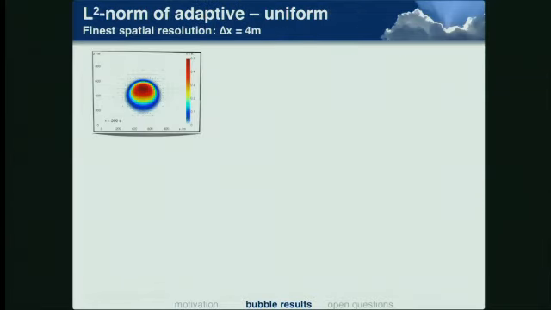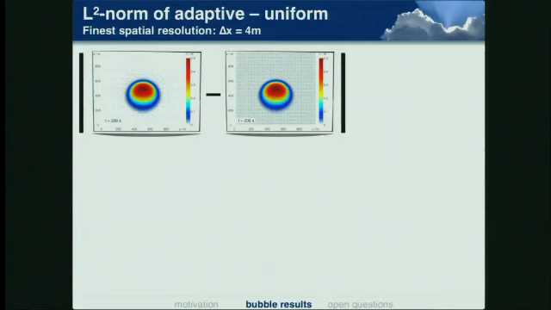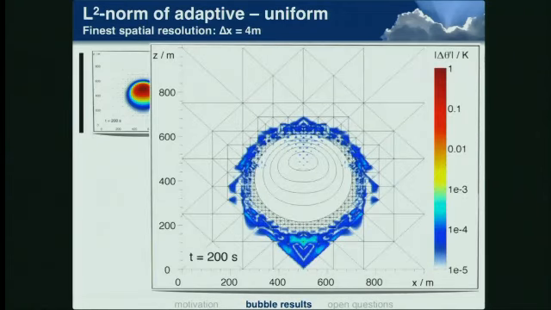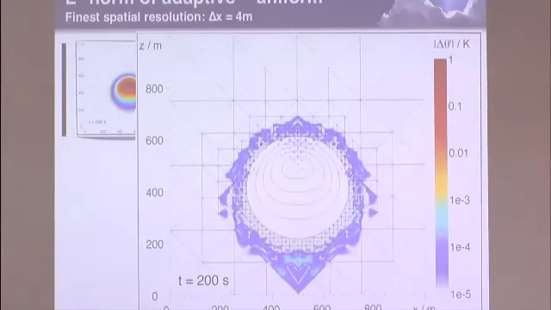For considering the first question, I take my adaptive simulation, subtract the result with the uniform simulation that uses the finest resolution of this adaptive simulation, take the absolute value and get this result here. For making it easier to see, I make it larger. The color map here is logarithmic, so the values here are still in the order of 10 to minus 4 Kelvin.